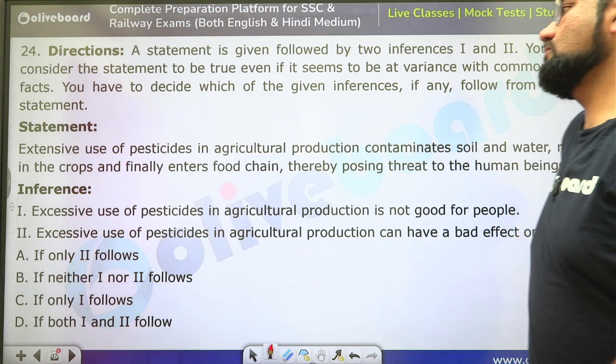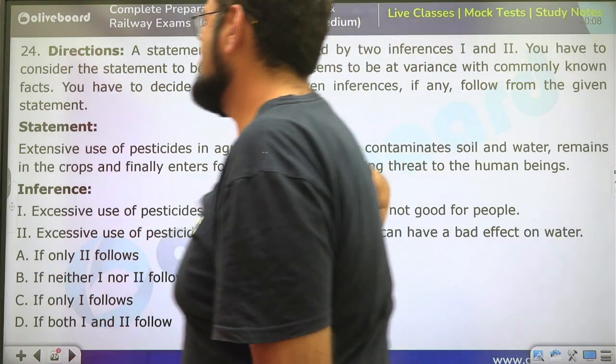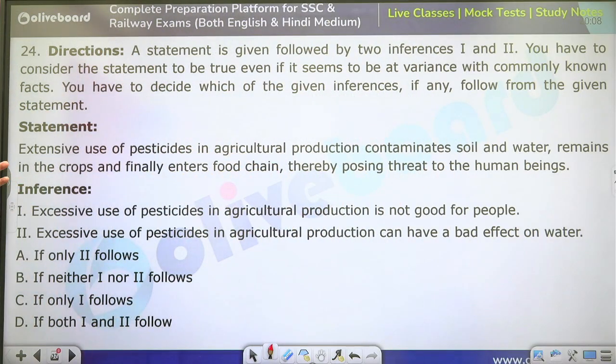For this question, this is actually easy, it's not difficult. The statement reads that extensive use of pesticides in agricultural production contaminates soil and water, remains in the crops, and finally enters the food chain, thereby posing threat to the human beings. What are the inferences? Okay.